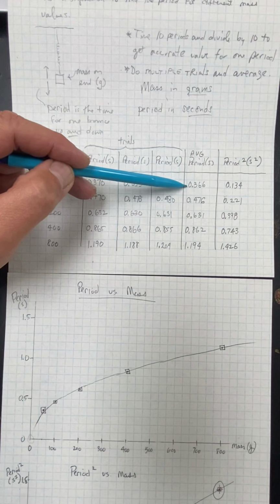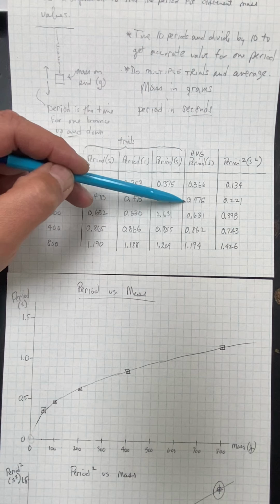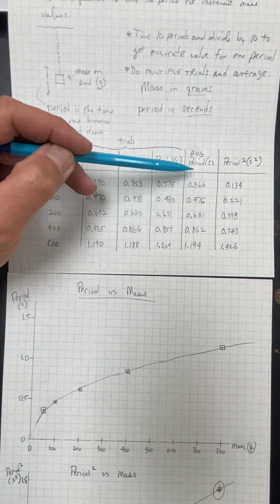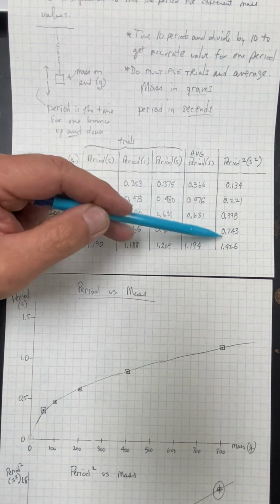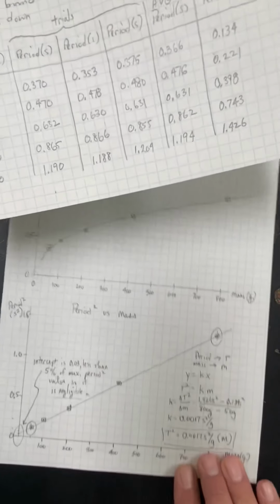0.366 seconds squared is 0.134 square seconds. 0.476 times 0.476 is 0.221, and the units are seconds squared. I literally just squared everything in here to make this column. That's where the next plot comes in.